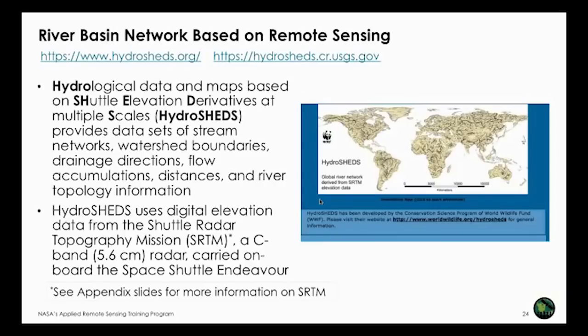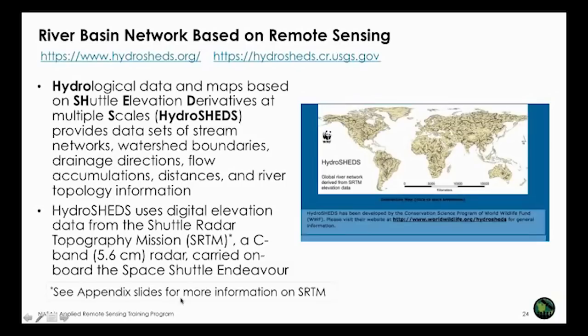Starting with river basin network delineation, there is a tool which was developed by World Wildlife Fund. It's called HydroSheds. It's a hydrological data and maps based on shuttle elevation derivatives at multiple scales. So HydroSheds provides data sets of stream networks, watershed boundaries and drainage direction, flow accumulation, distances and river topology. And HydroSheds is based on remote sensing data from a radar that flew on Space Shuttle Endeavour. It's called Shuttle Radar Topography Mission, or SRTM. It's a C-band radar. It was flown in 2001, and it carried a number of orbits around Earth, and that is used to derive topography or terrain on the Earth.